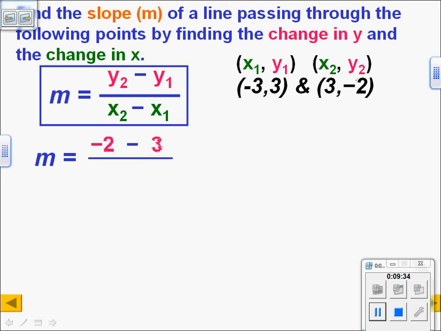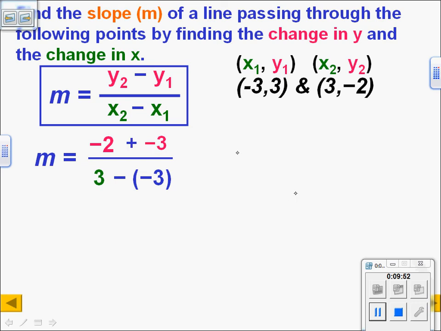Well, y2 is -2. y1 is +3, so you have -2 minus 3. Now on the bottom, you have x2 minus x1. That'll tell you your change in x. It went from -3 up to +3. So if you thought of that yourself, you might think, okay, well that means it moves 6 times.